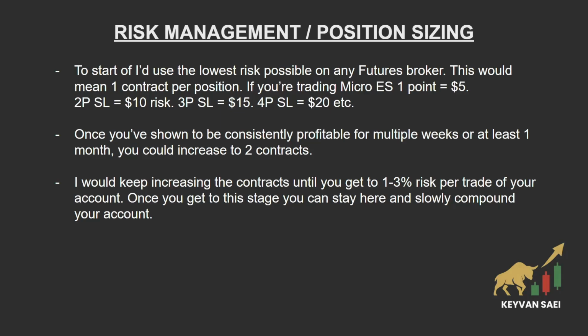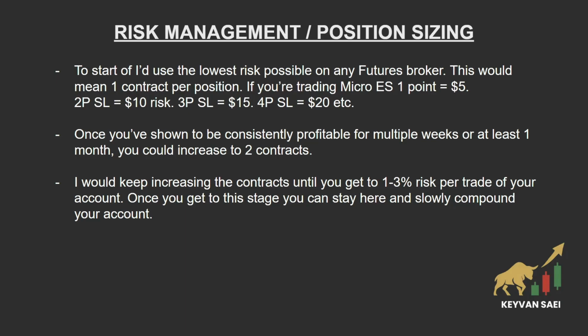Now, once you've shown to be consistently profitable for multiple weeks or at least a month or two, you could increase to 2 contracts, maybe even 3 contracts, okay? Because you've shown that you're actually consistently profitable. And I know you want to speed up this process, but it's just not possible. You need to be very consistent with everything, very professional. And if you focus on the process and on getting better, you will see that the profits will start rolling in, and then automatically you will become consistently profitable and you'll be able to scale the contract sizes.